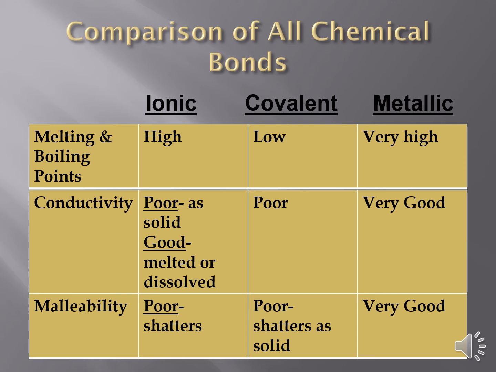A covalent bond would be something, let's say, like sugar. A sugar cube is all covalent bonds. If you try to heat up sugar, of course, it doesn't take much to get sugar to melt.